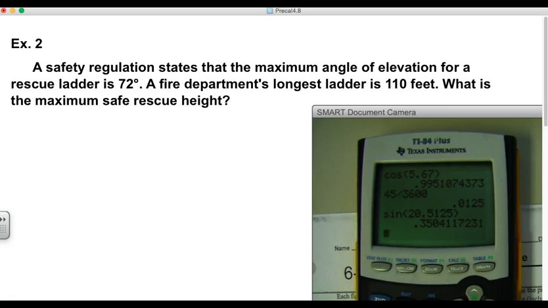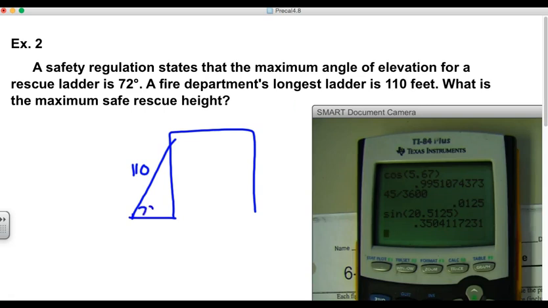Safety regulation states that the maximum angle of elevation for a rescue ladder is 72 degrees and a fire department's longest ladder is 110 feet. We want to know what is the maximum safe rescue height. So imagine you've got a building and you've got some ladder that has to come up to the building somewhere, right? And they tell us this ladder is 110 feet long and the angle of elevation for the ladder is 72 degrees. And we want to know what's the maximum safe rescue height, the maximum height that ladder can reach. So we're going to call that side X.